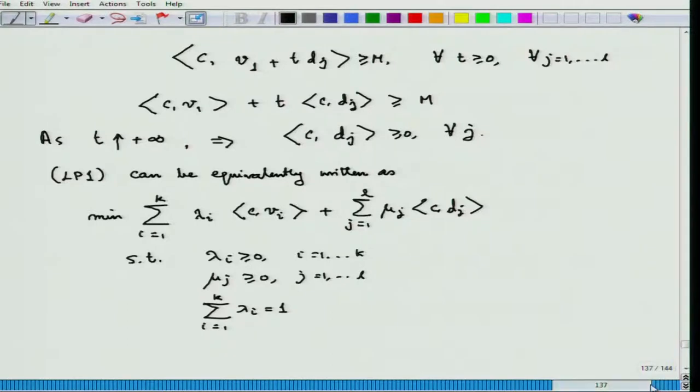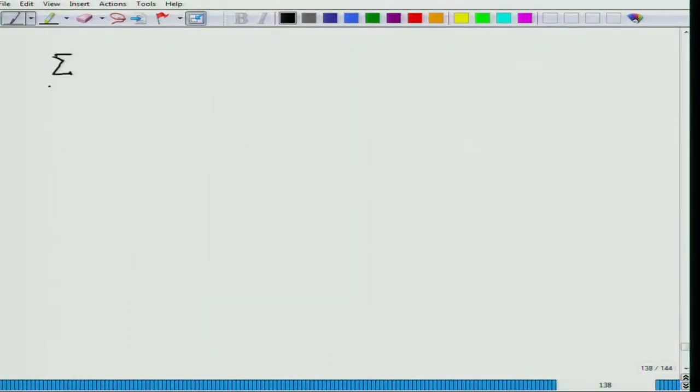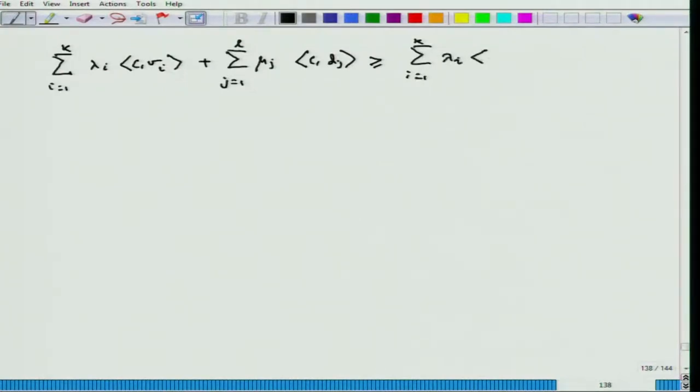Which means that summation I equal to 1 to k lambda I C V I plus summation j equal to 1 to L mu j C D j, because now this is a non-negative quantity, then if I add some non-negative quantity to a given number, I actually increase that number. So, this whole thing must be bigger than summation I equal to 1 to k lambda I C V I.